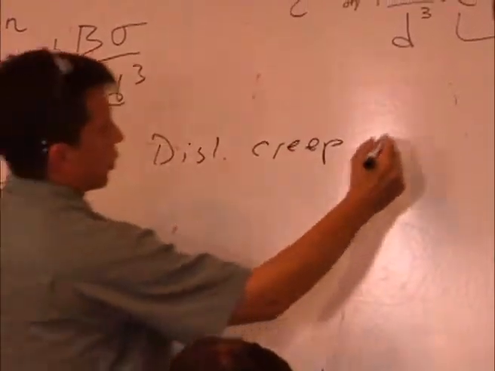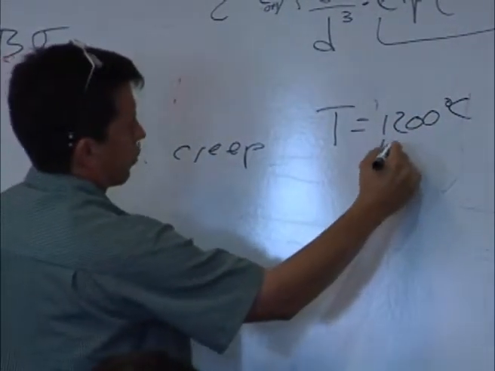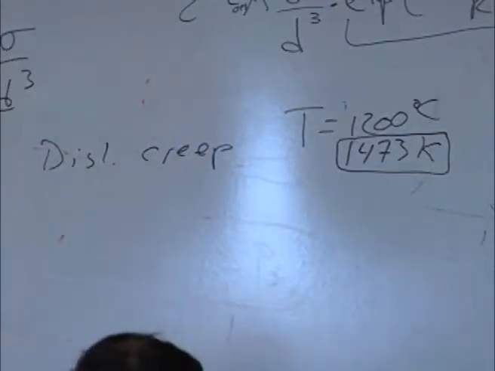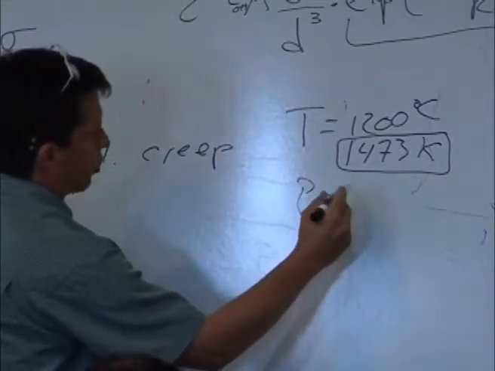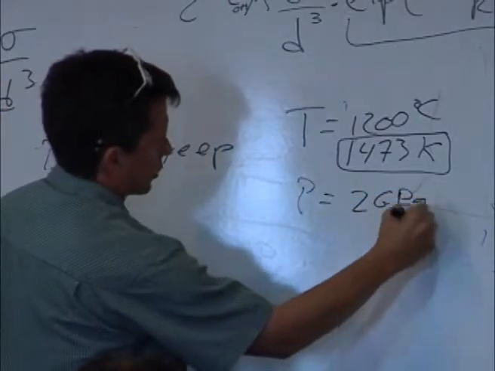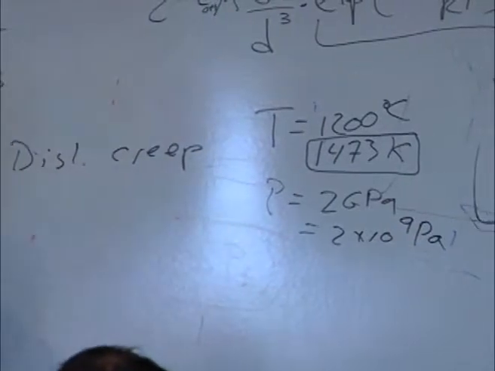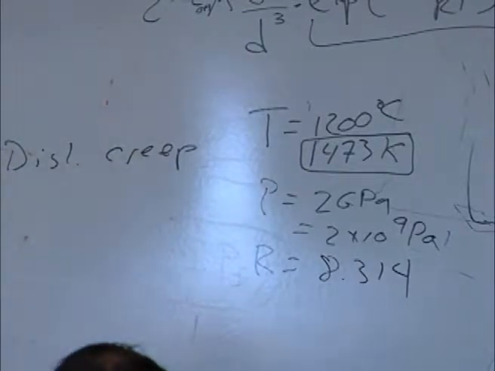So dislocation creep. And what we're going to do this for is T equals 1200 degrees C, which is equal to what? 1473 Kelvin. One of the first things you always have to remember is you always work in Kelvin whenever you deal with the Arrhenius relationships. And we're going to do it for P equals 2 GPa, so equal to 2 times 10 to the 9th Pascal. R is equal to 8.314. Okay.